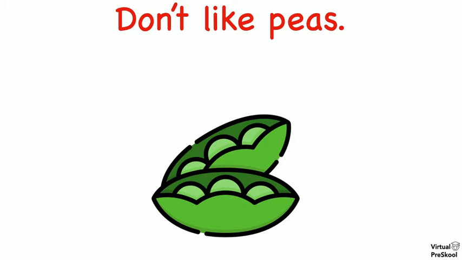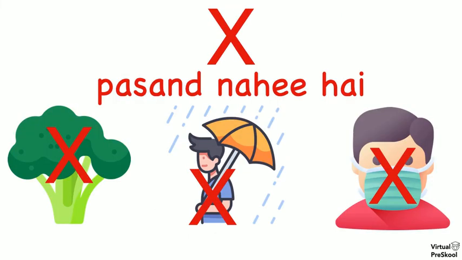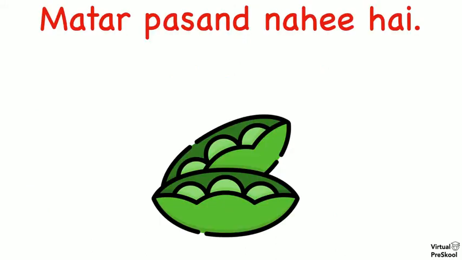All right, what about don't like peas? If you remember the Hindi word for peas from our fruits and vegetables lesson, great. If you don't remember it, no problem. Just use the word peas right now. What was the phrase for do not like? If you said pasand nahi hai, excellent work. So how would we say do not like peas? We would say peas pasand nahi hai. Or if you remember, the Hindi word for peas is matar: matar pasand nahi hai.